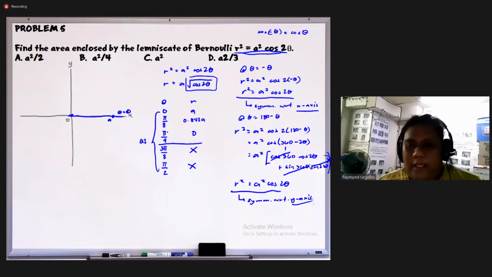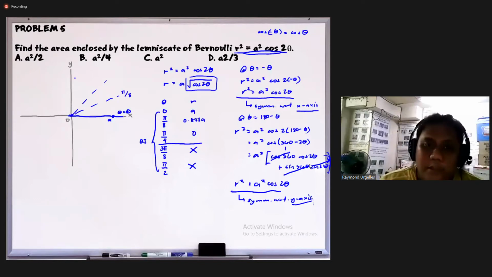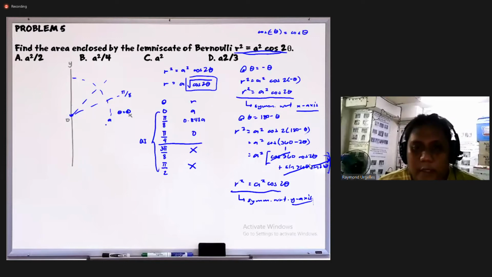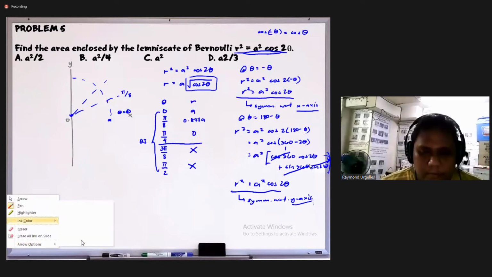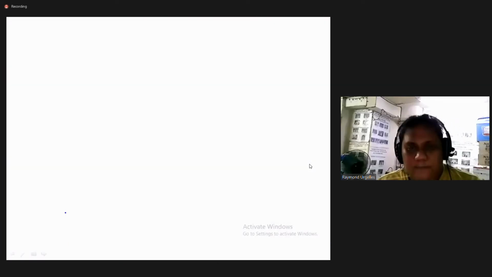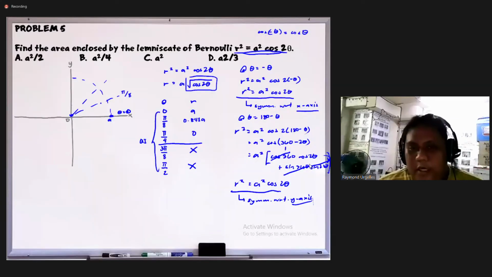Theta is pi over 8, so this is pi over 4, and half of it is pi over 8. So this is where theta is pi over 8. At pi over 8, we have 0.8418a. So it's smaller than a, right? So this is the circle with radius a. That means it's shorter than a, so around here is, let's say, 0.8418.